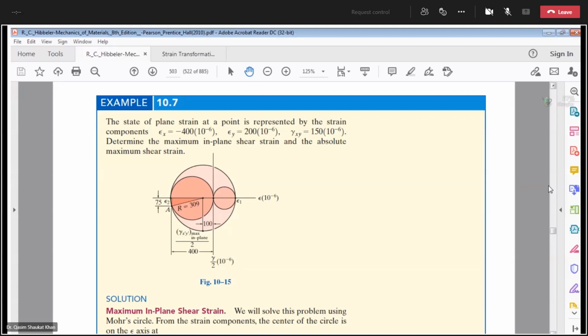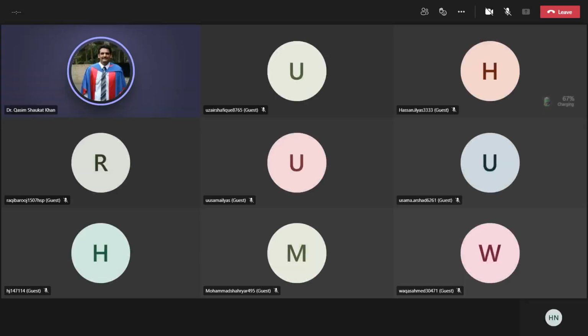Is the question clear to everyone? Yes, sir. The steps are: first we have to calculate the principal strains, and from the principal strains then we will calculate the maximum in-plane shear strain. Let me start the recording as well. So let's start with this numerical.